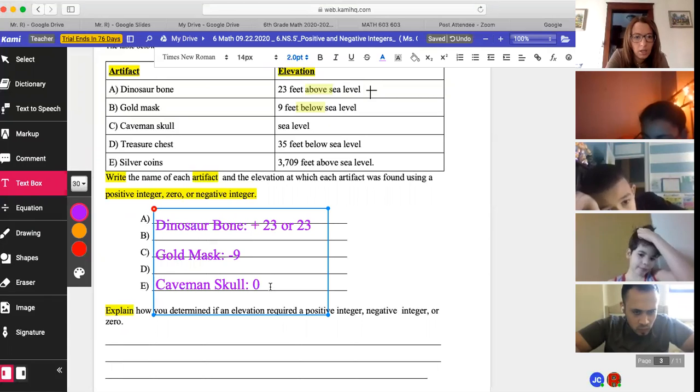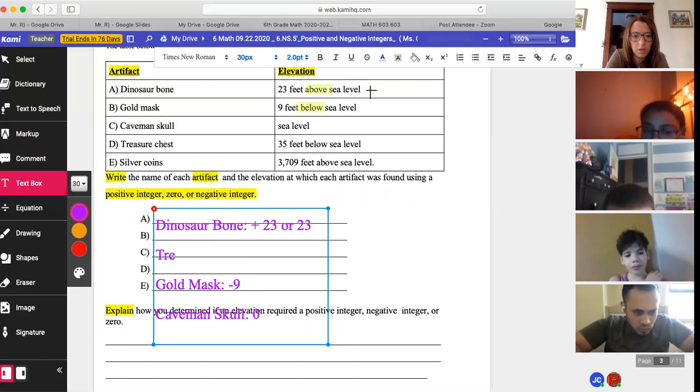All right, the next one. We got treasure chest. I don't know why it's coming out so small, but I'm going to write it here. Keyword here says below.